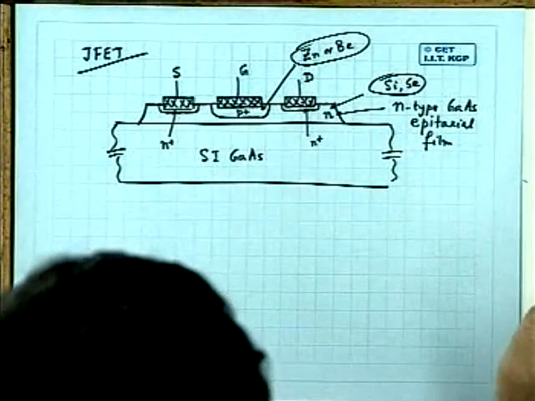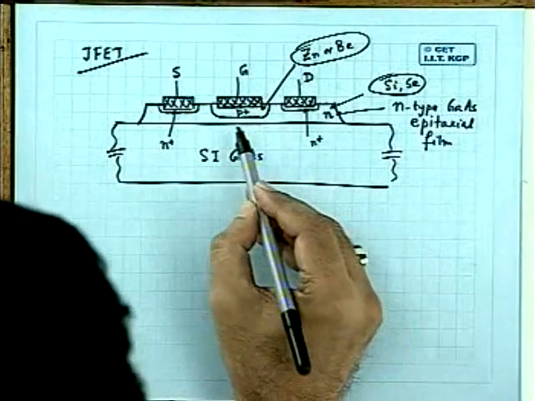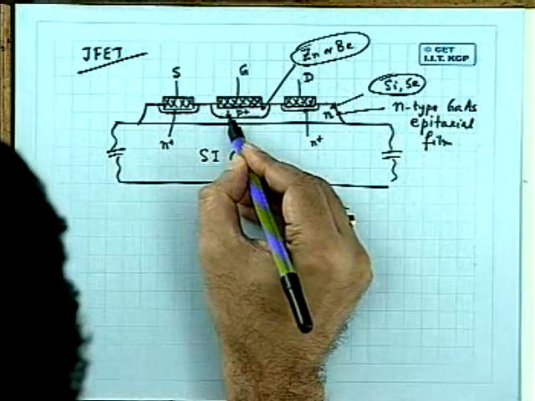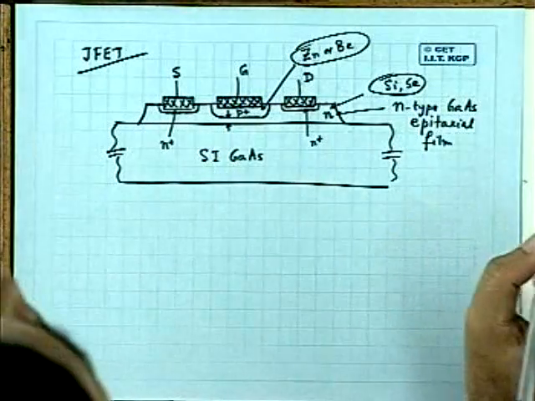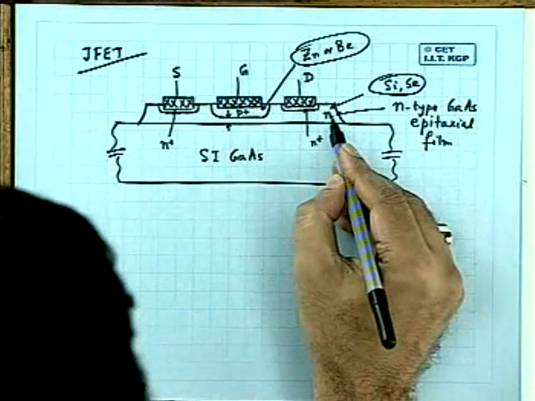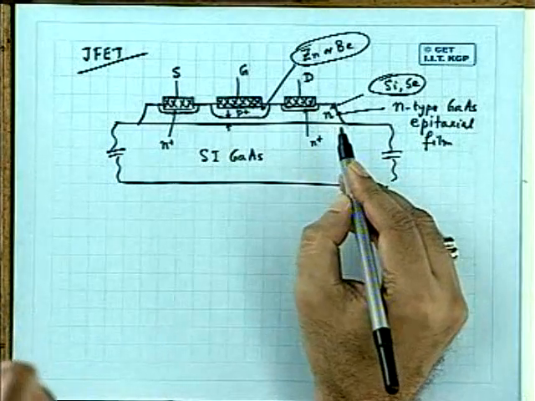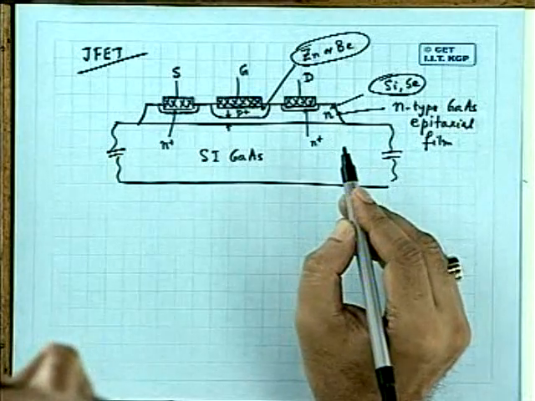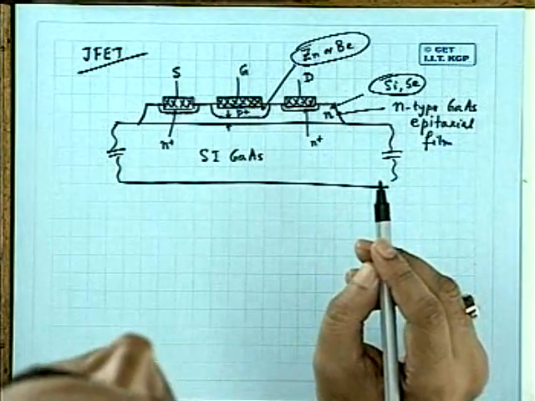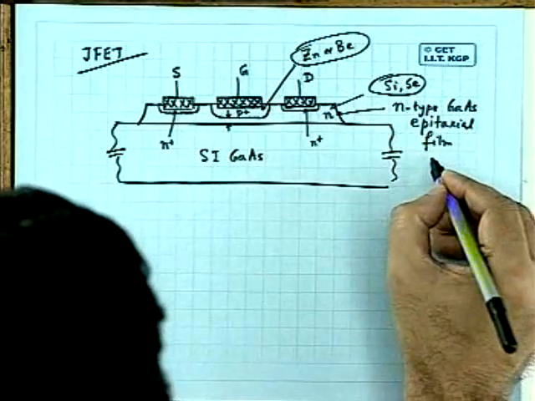Now, what is going to happen because of the extremely thin channel, because this thickness is very small, has to be properly designed. And the doping of the N region should not be that high. It should be small enough, typically around 10 to the 15.